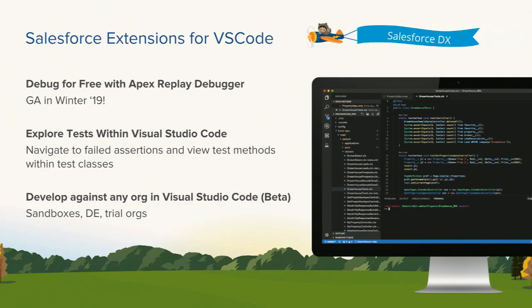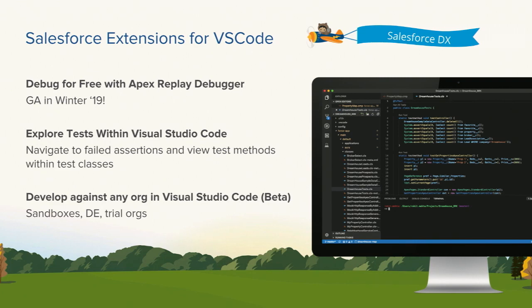So now that we've talked about packaging, let's talk a little bit about the new updates for Salesforce extensions for VS Code. In a previous release, we had announced an Apex debugger and a replay debugger capability, and in Winter 19, we are taking that to generally available status. With this, you can debug any org that you want for free. You can also explore tests within Visual Studio Code, so that you can navigate all your different test methods within your different test classes. But you can also quickly get to a test failure, an assertion failure within your test results.